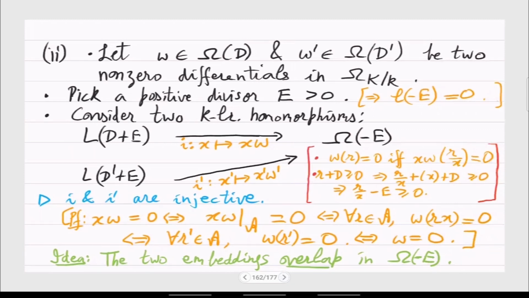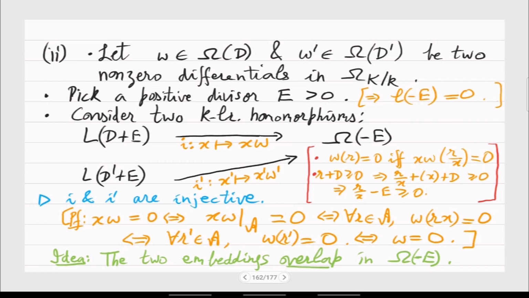Yeah, the rest is fine. This also I have completed the proof. Why is this? Because we'll also need it in Riemann-Roch. When you send a function x to x omega, why does d plus e become minus e? Again, you recall that omega of r equals 0 if and only if x omega of r by x is equal to 0.